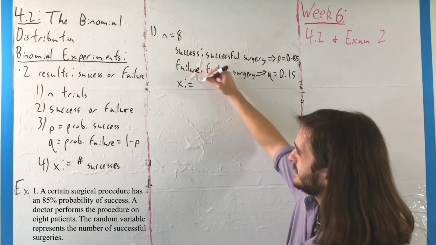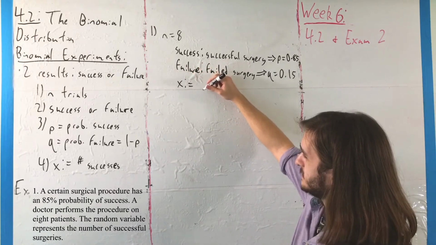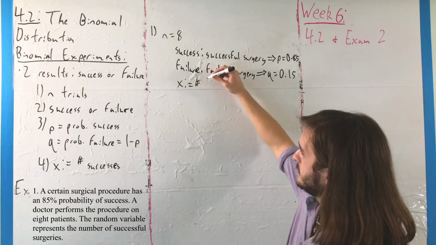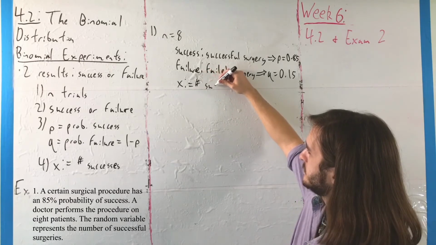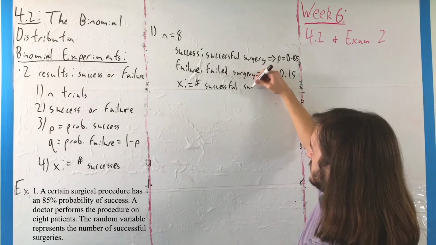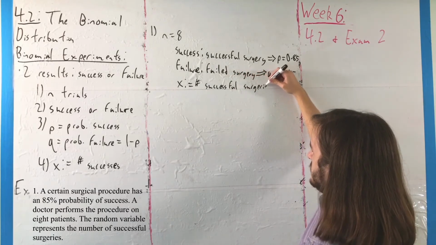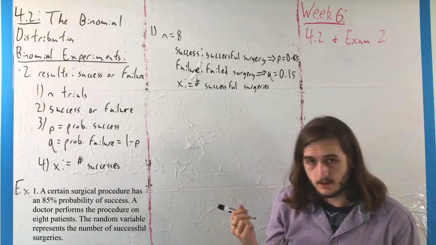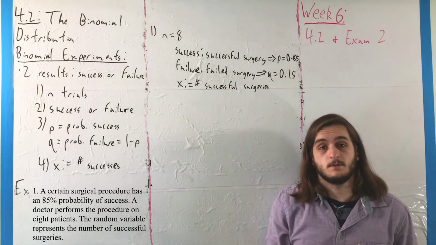and we gave a perfectly valid definition for X, that X is the number of successful surgeries. So, accordingly, this is a binomial experiment. We've got all the things that we need.